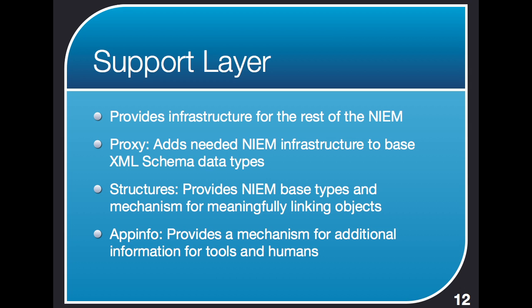And then finally, there's the app info schema that provides a mechanism for adding additional information to things, for tools and other human beings to, not to imply tools are human beings, but for tools and human beings to understand and get additional information. For example, the conformance indicator is part of app info, and it kind of ends up being a catch-all for extra stuff we want to add to tell you about the things within the NIEM.